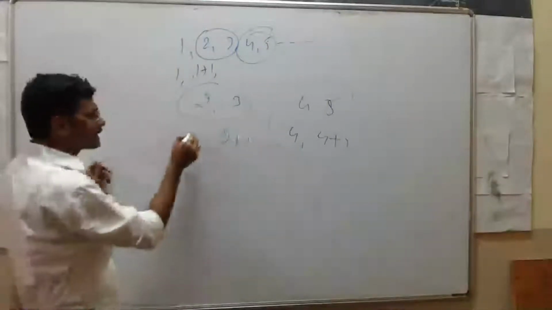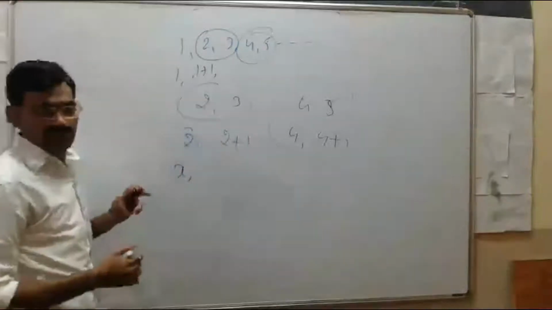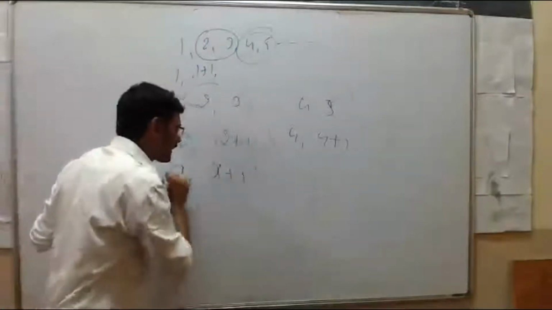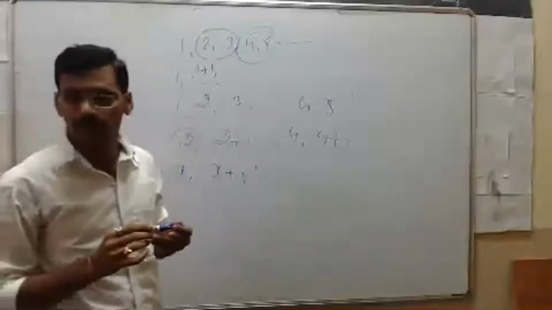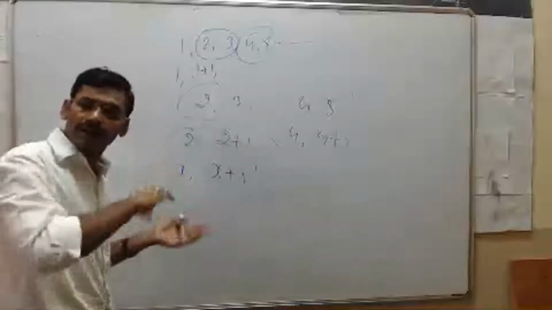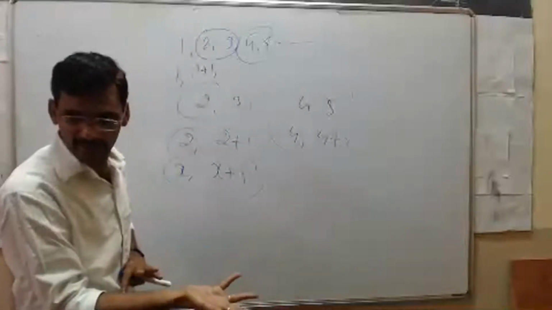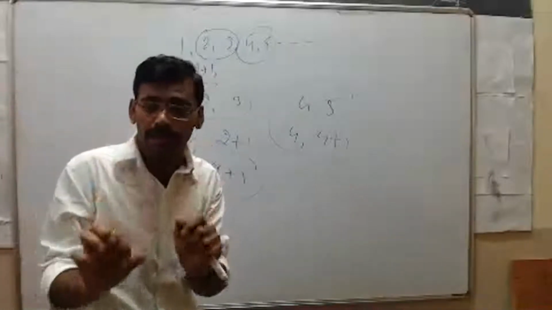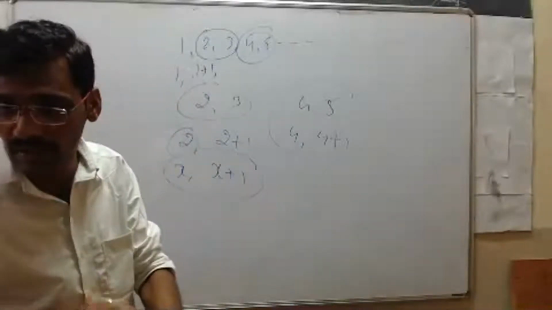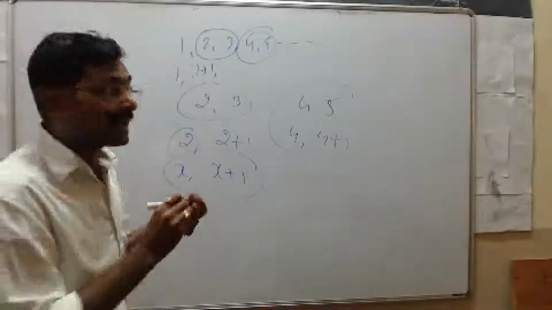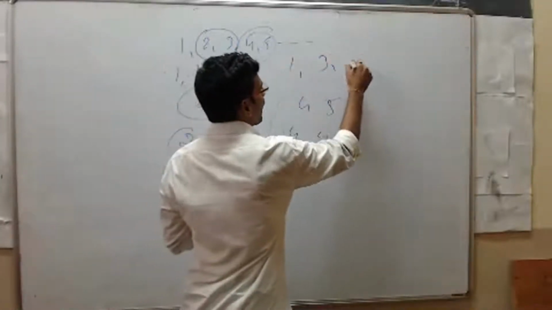If you consider the first term as x, then the next term is in the form of x plus 1. Consecutive numbers are always in the form of x and x plus 1. Odd or even numbers are in the form of x, x plus 2, like 1, 3, 5, odd numbers.